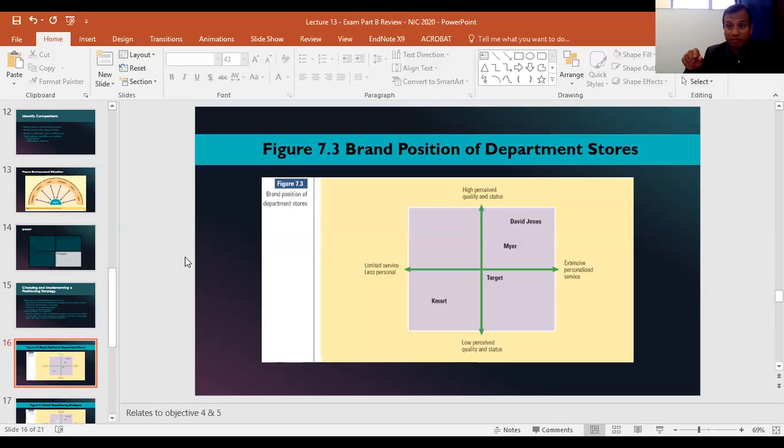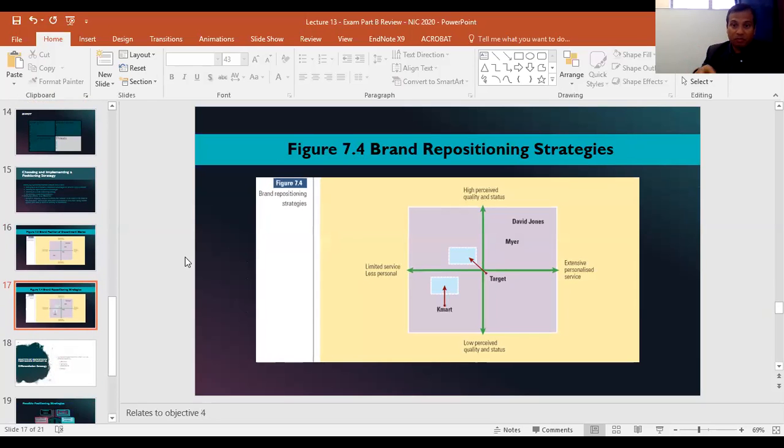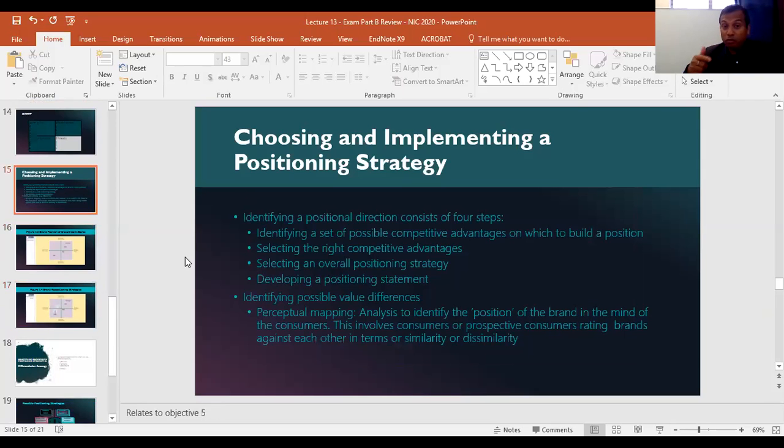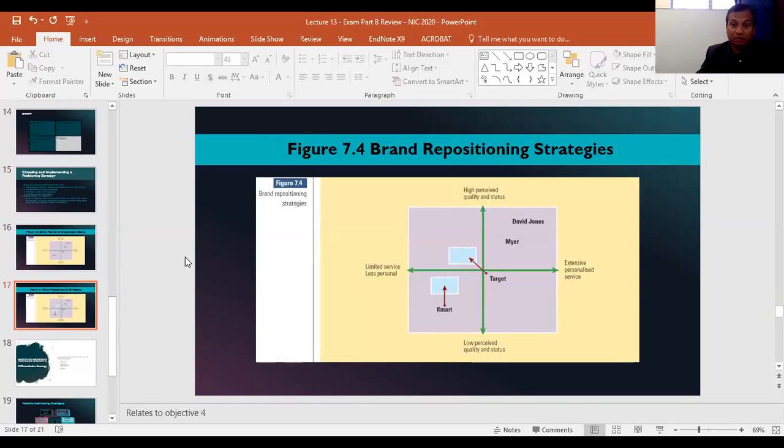Brand position for the department stores, we have seen on the basis of different attributes. So the company is trying to position. In the same way, while suggesting the positioning strategy, you can suggest on these attributes, so you can play around with that framework.